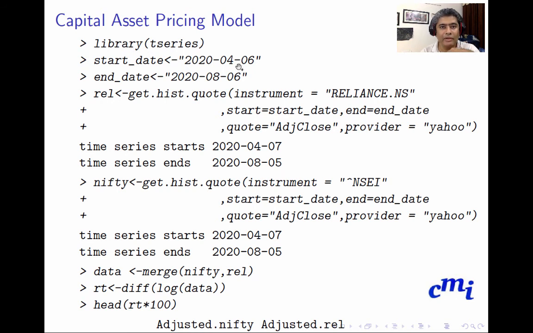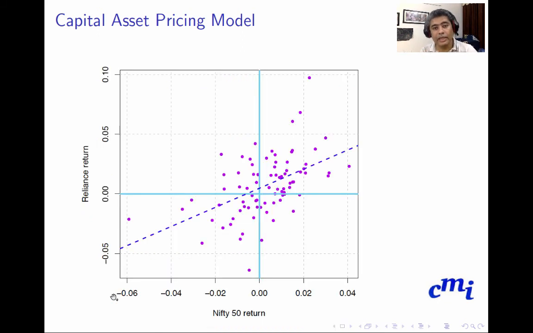I have taken about 4 months of data from 6th of April 2020 to 6th of August 2020. I have downloaded the Reliance Industries adjusted close price. I have also downloaded the Nifty 50 adjusted close price from Yahoo, and I have computed the log return of both prices, and then I plotted here on the x-axis the Nifty 50 return. On the y-axis I have plotted the Reliance return.